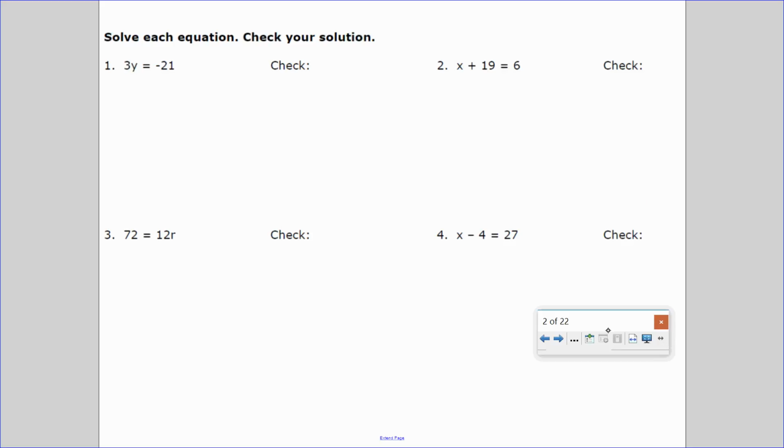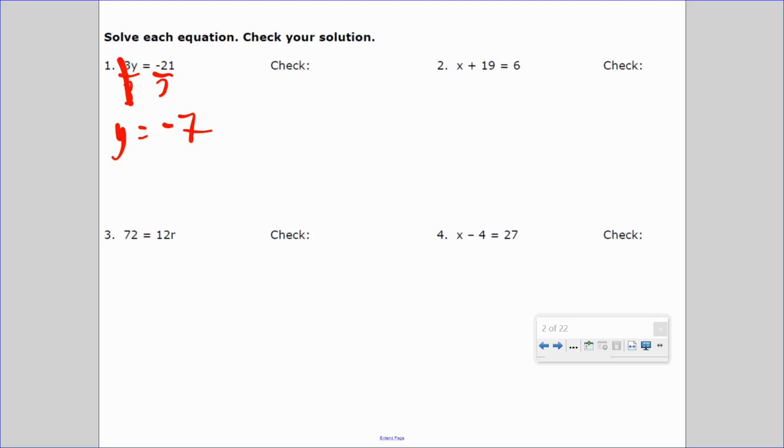So we're going to be practicing with 8 questions. We have 2 addition, 2 subtraction, 2 multiplication, and 2 division. Let's look at number 1. This is 3 times y equals negative 21. We need to isolate y. To isolate y, you do the inverse operation of times, which is divide. So divide by 3, this cancels, y equals negative 7.